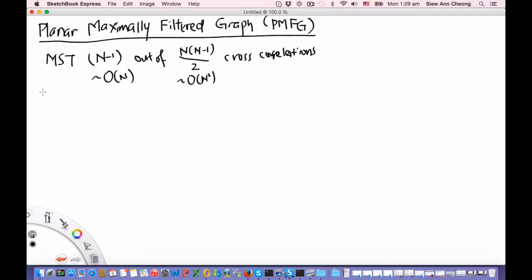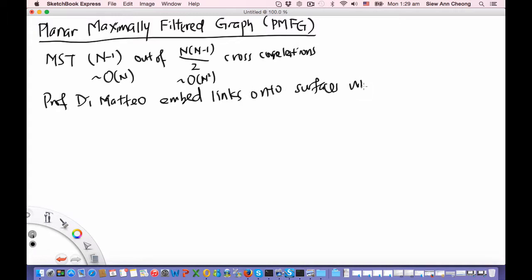And very recently, Professor DiMatteo proved that this can be done. This can indeed be done, and the way to do it is to embed the links onto surfaces with different genus. And when we add holes to a surface, we find that it is possible to add more and more cross correlations without them actually crossing.